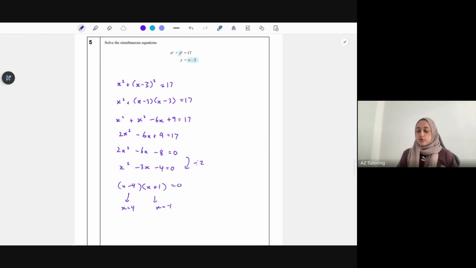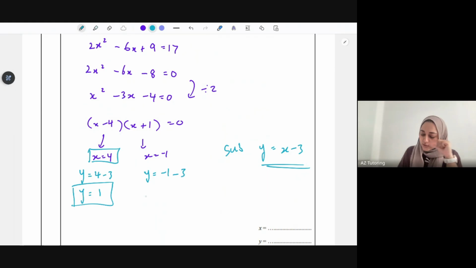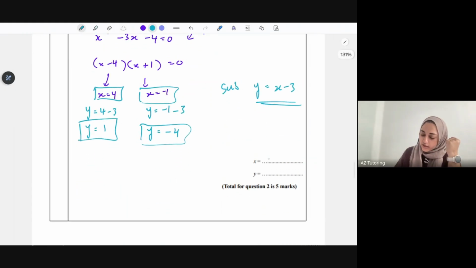Now we've found our x's. To find the y's, we just need to substitute into one of the equations. You could use the top, but you're just making it harder for yourself, so it's better to use this bottom one here. So I'm going to substitute each of these values into y equals x minus 3. So y equals x, which is 4, minus 3. So y equals 1. So I've got my x for that one, and I've got my y. Now do it for the second one. y equals x minus 3. x this time is minus 1. Minus 1 minus 3, which is minus 4. So there you go. I've got my answers: x is 4 and y is 1, or x is minus 1 and y is minus 4. And that's your answer for that one.